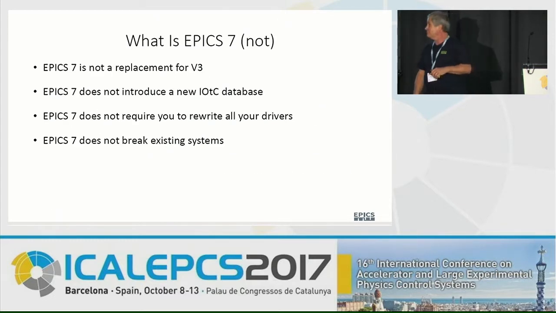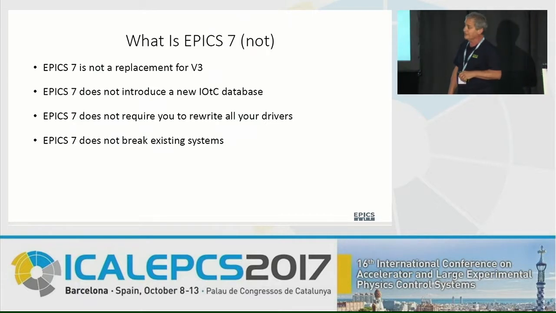So it's not a replacement for V3. V3 still works. It does not introduce a new I/O. I renamed the IOC. It's an IOTC now, so it makes it more clear that you can see everything that's in it. EPICS 7 doesn't require you to rewrite all your drivers, and it doesn't break your existing system. So you can load this as your new release. It'll have the latest EPICS v3 and the PV access protocol in it.